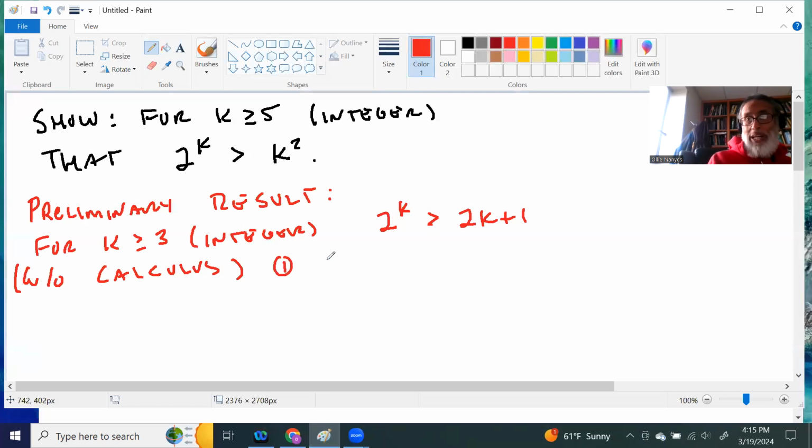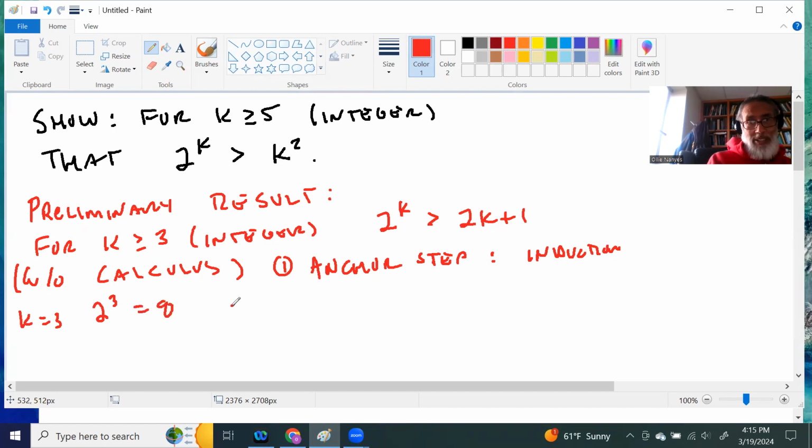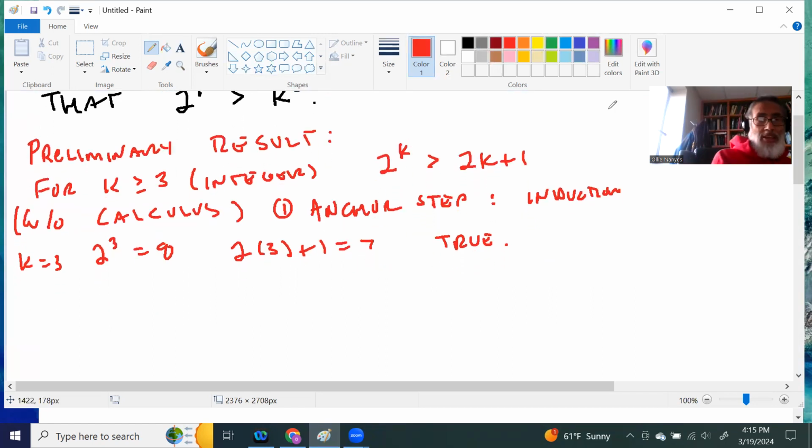So let's start off with an induction proof and do the anchor step for a mathematical induction. If we plug in k equal 3, 2 cubed is 8. 2 times 3 plus 1 is 7. So the result is true. So for the preliminary result, we have truth already, I mean, for the anchor step.